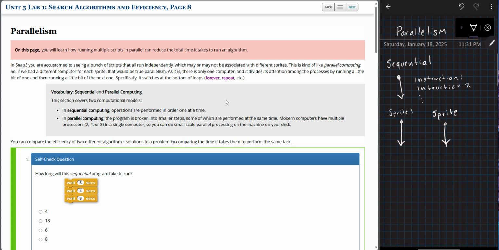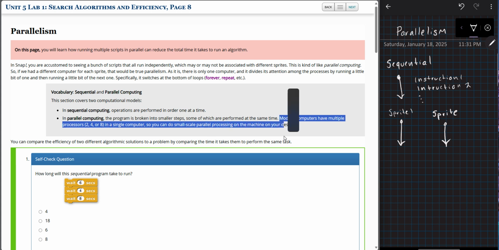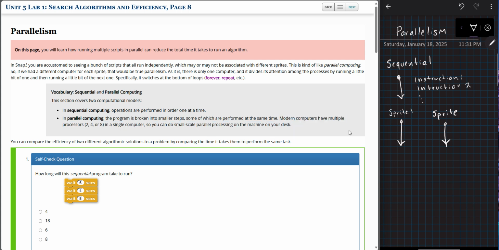Not really, because you're doing it on the same computer, but parallel computing means that the program is broken into smaller steps, and they can be performed at the same time. Modern computers have multiple processors in a single computer, so you can do parallel processing on the machine on your desk. Your computer runs multiple programs at the same time, which is parallel computing.